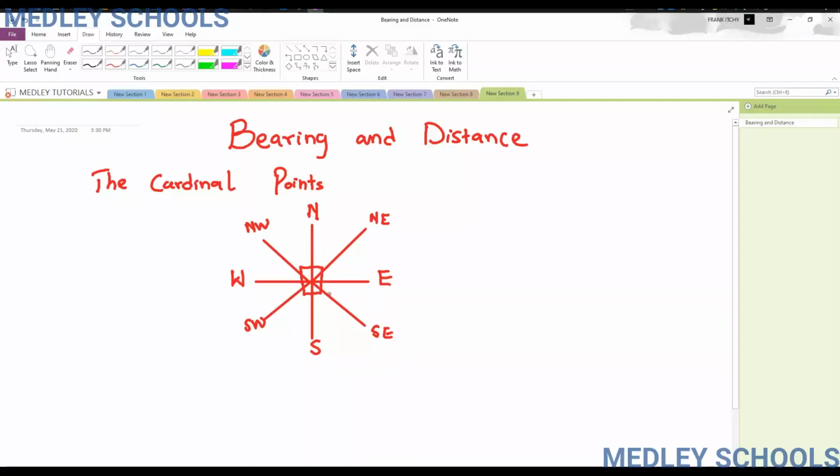You should remember that if you want to read the bearing of a particular position, the position of a particular object, it is taken from the north and we go in a clockwise direction. Remember, clockwise. If this is the north and my object is somewhere here, the location of that object comes like this, from the north, in a clockwise direction.